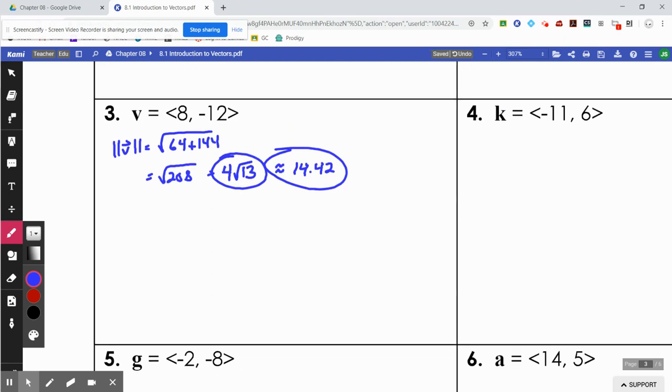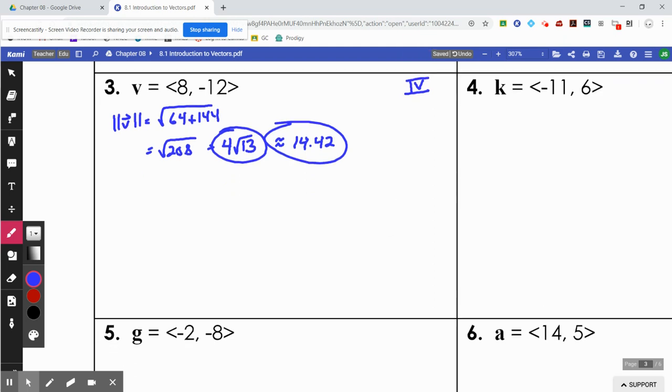Now direction. Let's see, we're going right and down, so this is quadrant 4, and you have to be careful with that. Our reference angle again: the tangent of theta is opposite over adjacent, so that's going to be 12 over 8.